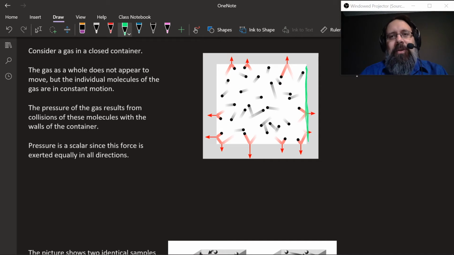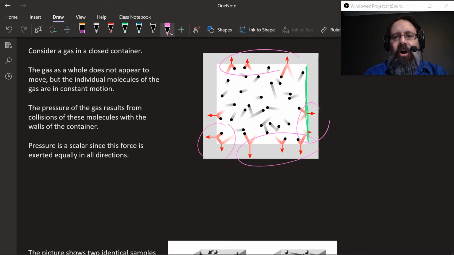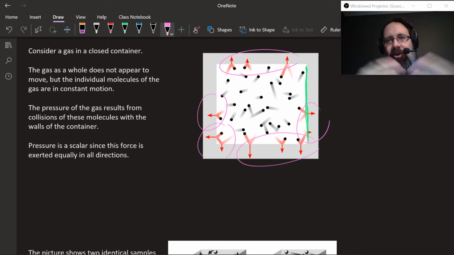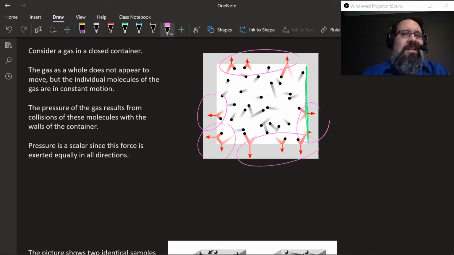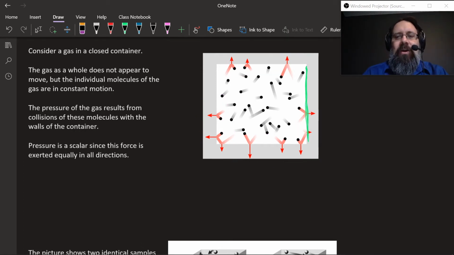And the important thing to realize here is that pressure is a scalar, because you'll notice that these collision forces are pointing in all directions equally. This is only a two-dimensional cross-section of what I imagine is a three-dimensional container, but realize that the forces are pointing in all directions. So to ask what direction the pressure points wouldn't make any sense. So pressure has to be a scalar quantity. It doesn't have a direction because its direction is really all directions. So the pressure is pushing out equally in all directions.